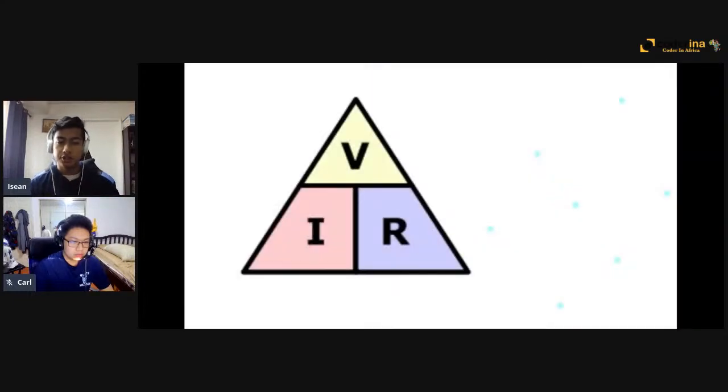So now that you know the 3 terms, here's the Ohm's law triangle again. V stands for voltage, R stands for resistance, and I stands for current. I do not know why they didn't use C. This is just the way it is.